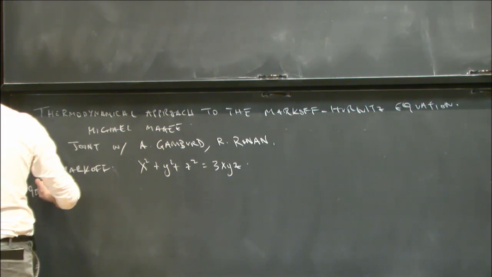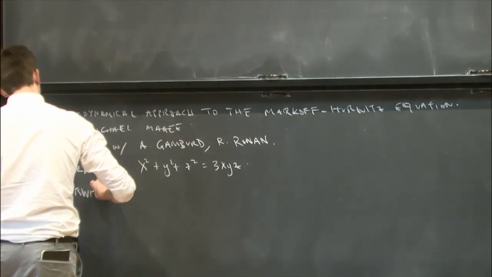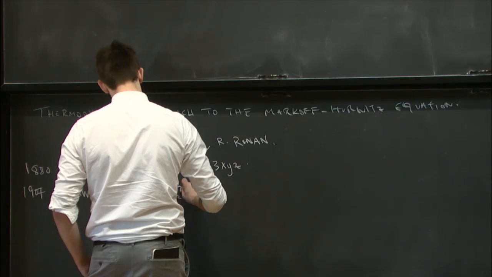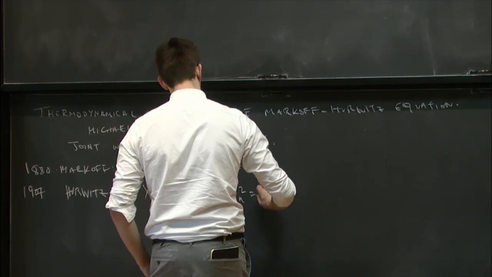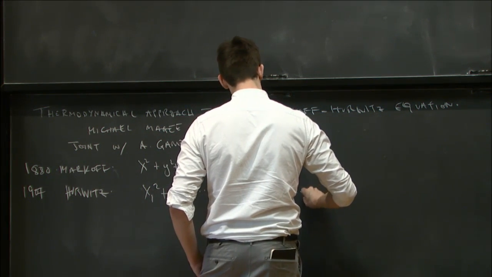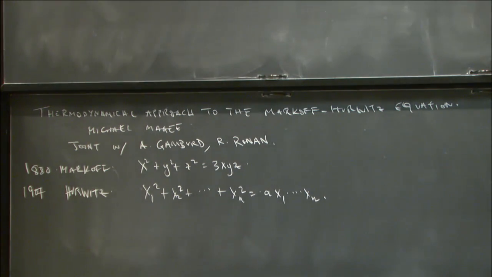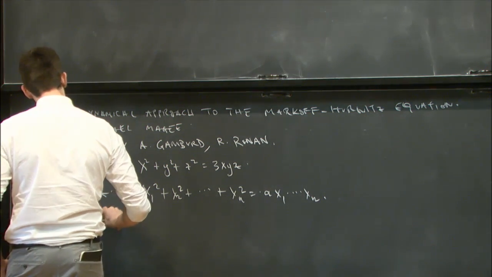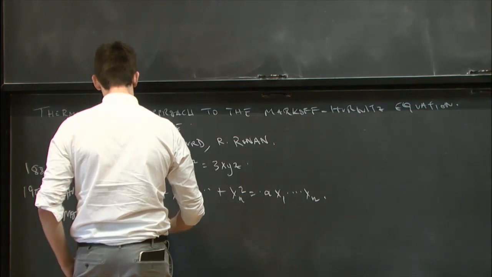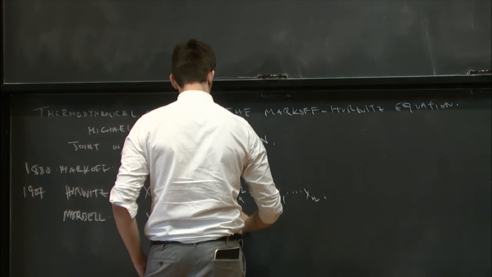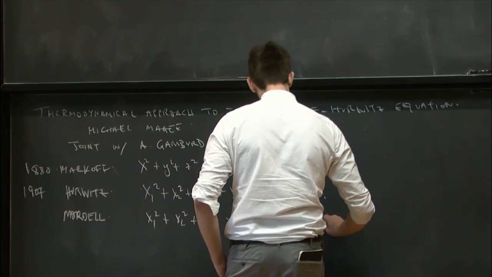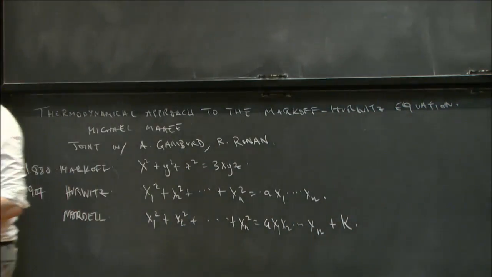So in 1907, Hurwitz decided to study the generalization of this Diophantine equation to more variables. So let me write it like this. And there's a slightly more general form of this equation, which is discussed in Mordell's book on Diophantine equations, where you allow an additive parameter k. Okay, so this is what my talk's going to be about.